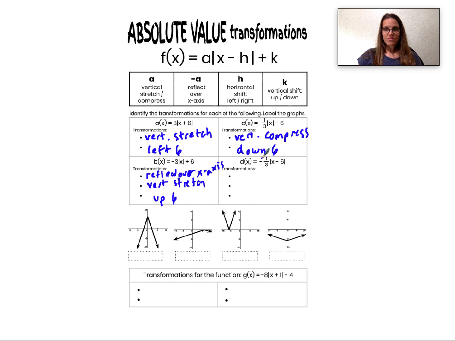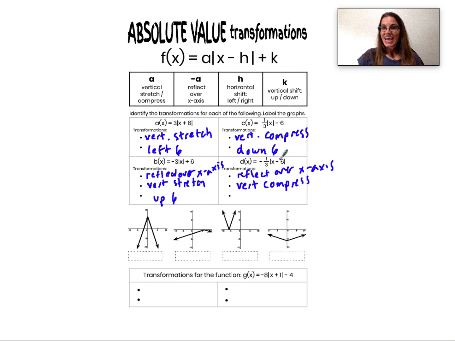Last function. Negative means we've reflected over the x-axis. The v is upside down. It faces down. It opens down. The 1/3 is a little a. That means it's a vertical compress. You can also just say flatter.